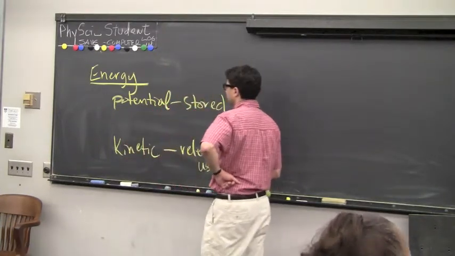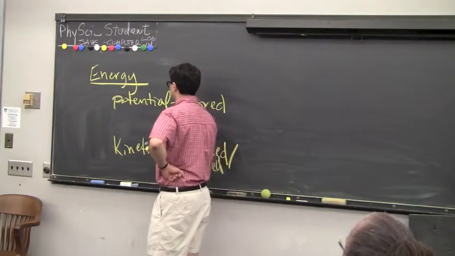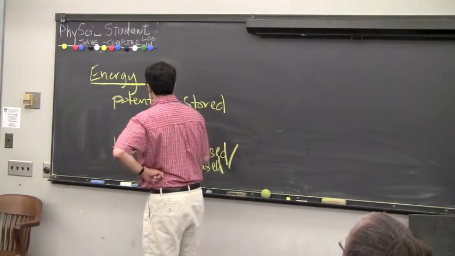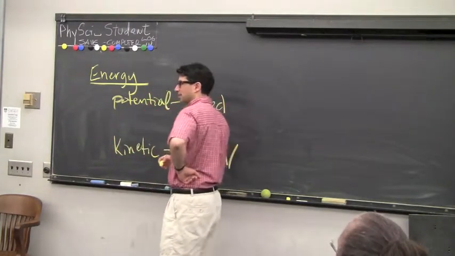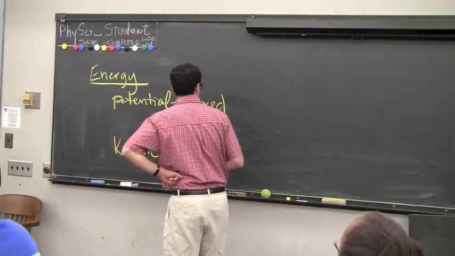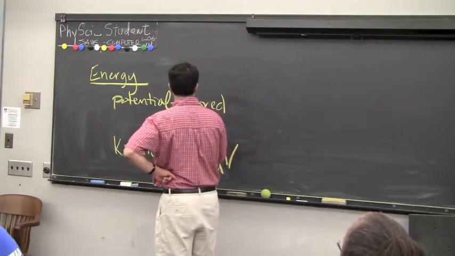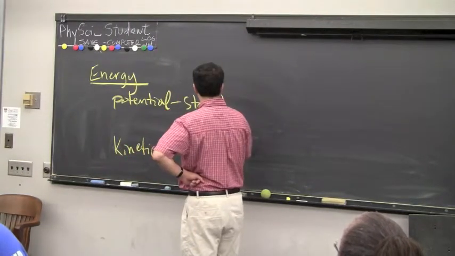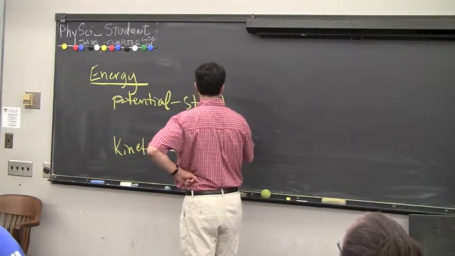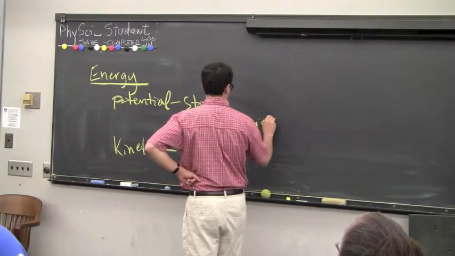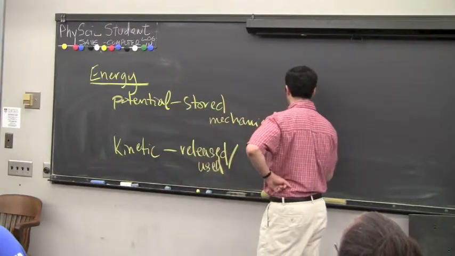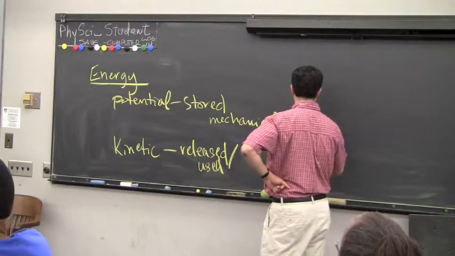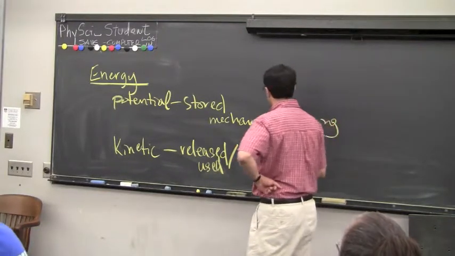And then, what did you guys come up with for the homework, different types of potential energy? A wound-up clock, a Jack in the Box toy. Those are both examples of mechanical energy, where I store it in a spring. Then there's gravitational, like an elevator.